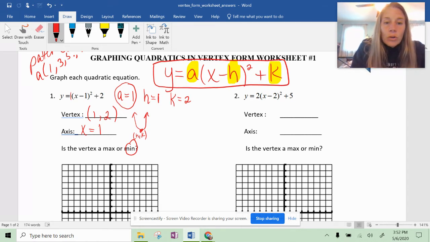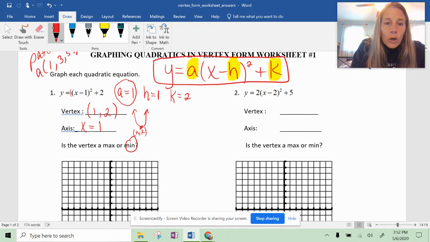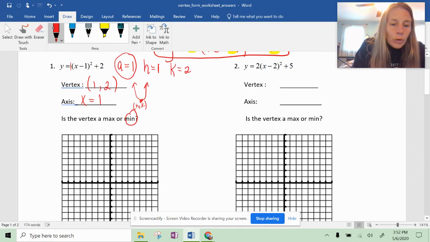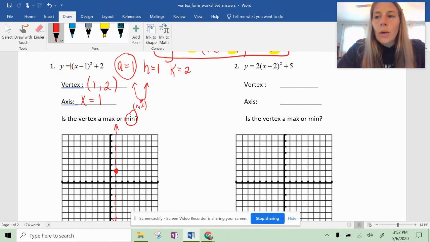Now, first thing we're going to do, plot our vertex, right? So we're going to plot that (1, 2): over 1, up 2. We're going to draw that axis of symmetry. And now we want to get a couple points. So yesterday we took a value for x, we plugged it in, we got y, and then we just plotted the matching point across the axis of symmetry. And you can still do it that way.